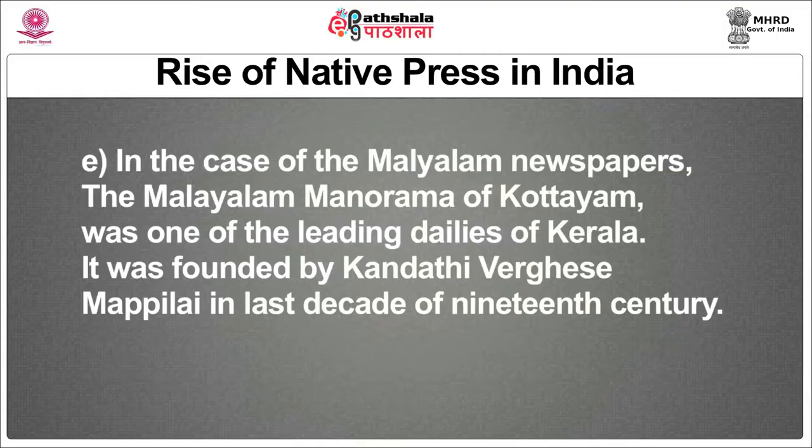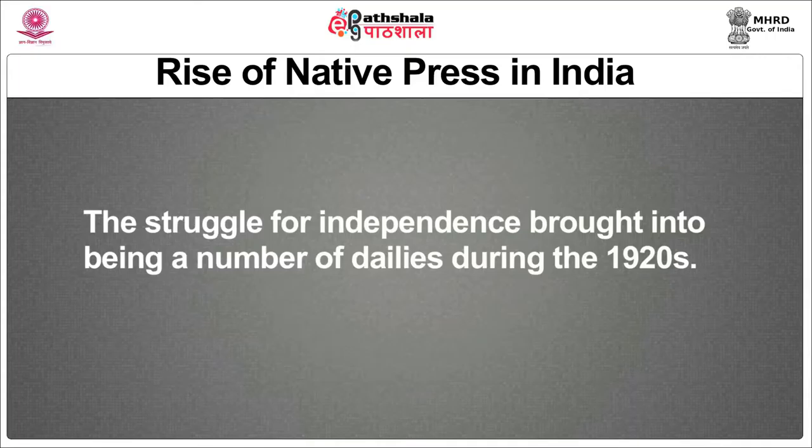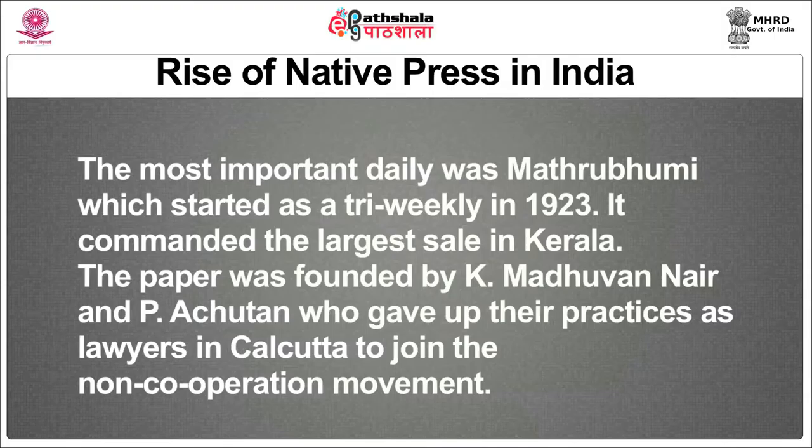In the case of the Malayalam newspapers, the Malayala Manorama of Kottayam was one of the leading dailies of Kerala. It was founded by Kandathil Varghese Mappillai in the last decade of the 19th century. Kerala Kaumudi, started in 1905, published news, views and correspondence all in verse. The struggle for independence brought into being a number of dailies during the 1920s. The most important daily was Mathrubhumi, which started as a tri-weekly in 1923. It commanded the largest sale in Kerala. The paper was founded by K. Madhavan Nair and P. Achutan, who gave up their practices as lawyers in Calcutta to join the non-cooperation movement.